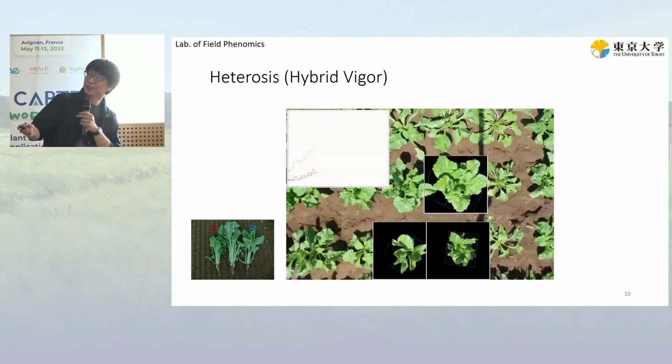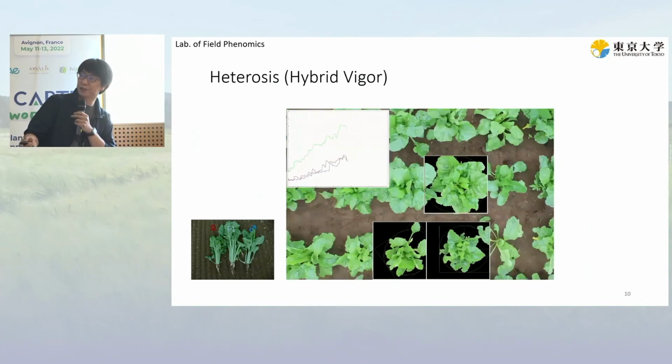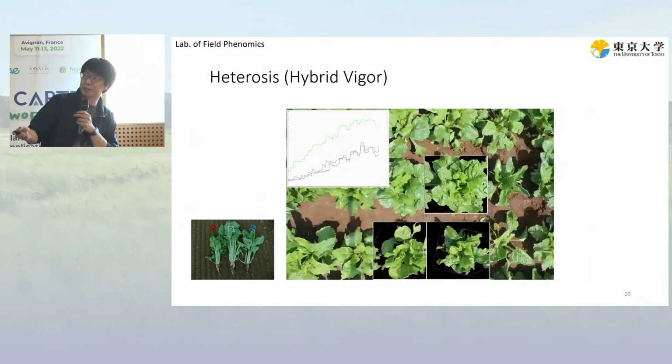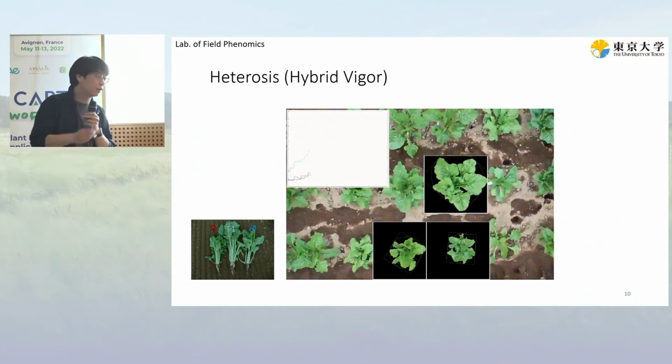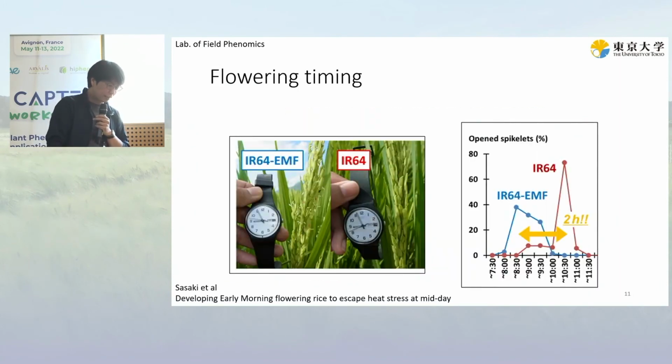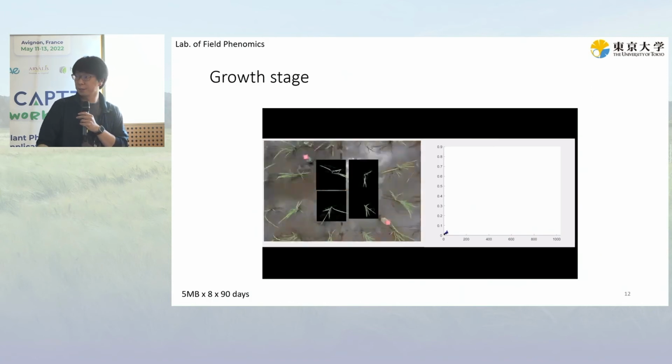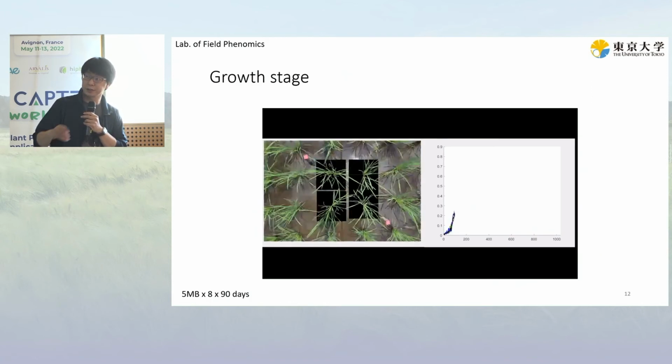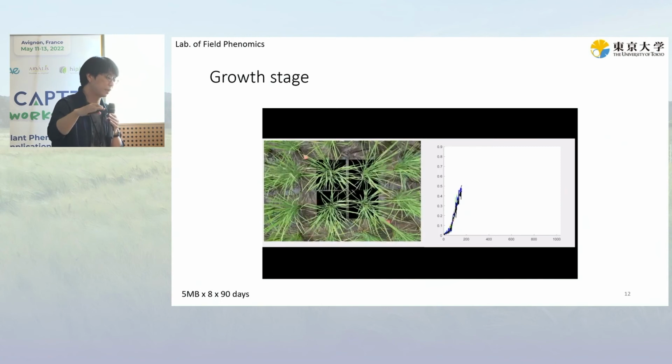So this is the sugar beet. They are looking for something that can present the hybrid vigor of the different varieties. And this is shore paddy rice. They are looking for early flowering paddy rice varieties that can defend against global warming. And another one is paddy rice like this, where they are trying to know the growth stage of everything.